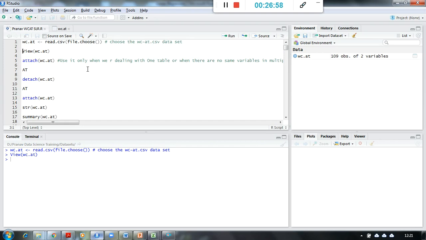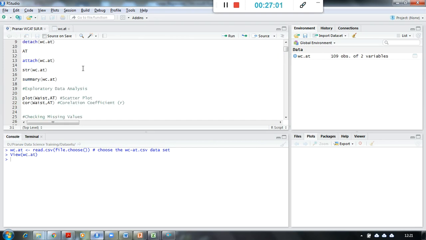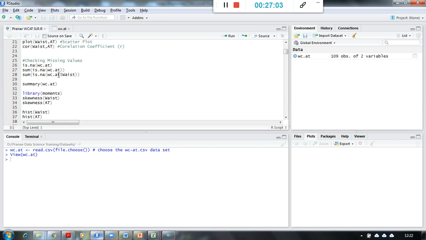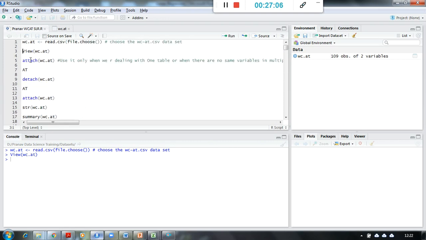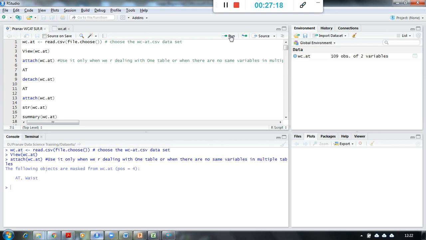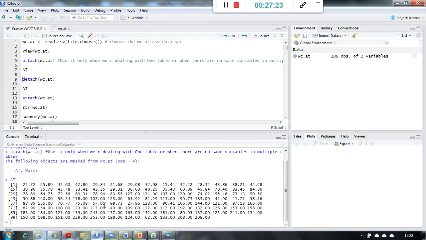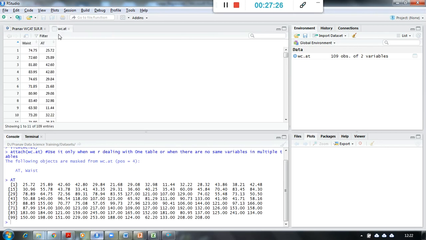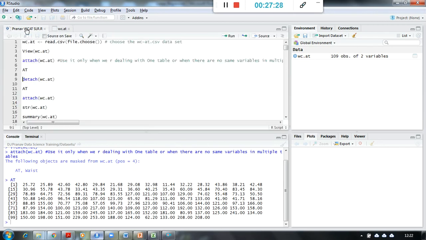But before that, as my code is using direct variables, I'm going to first of all attach the WCAT data set, okay. So what is the difference between attaching the data set and not attaching it? When I attach the data, now you can see I can directly call this AT and get the values for this AT, okay. So AT is 25.72, and this is the data of AT. Now I am detaching this.